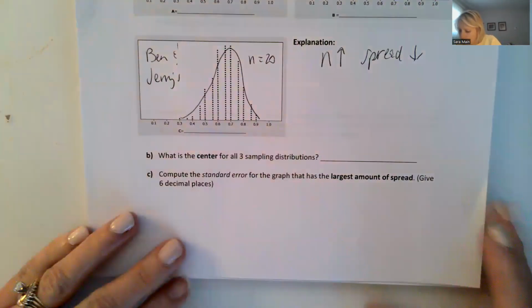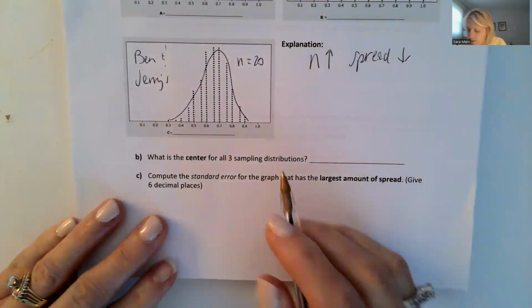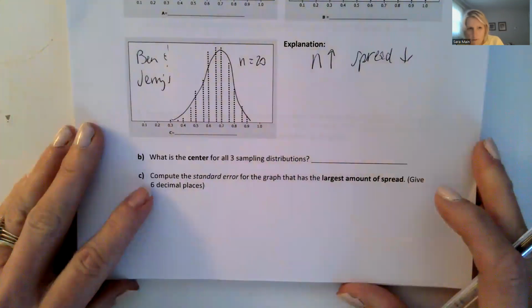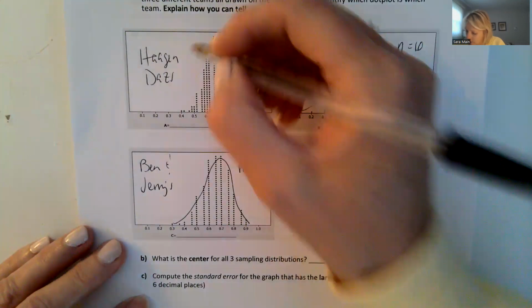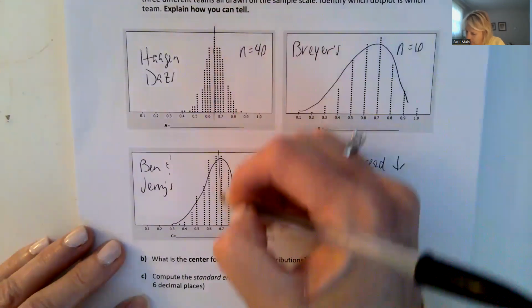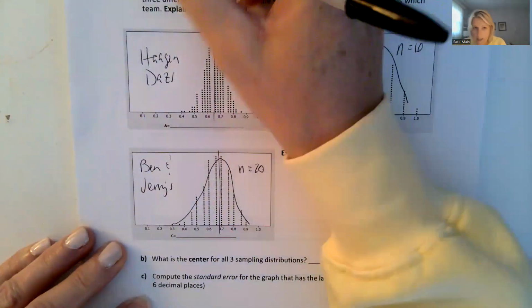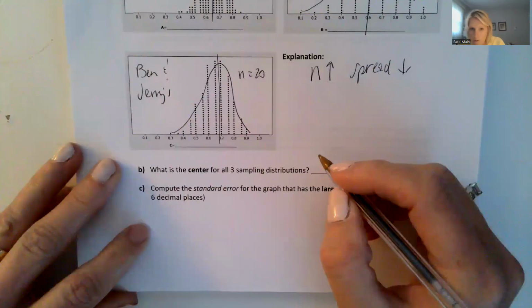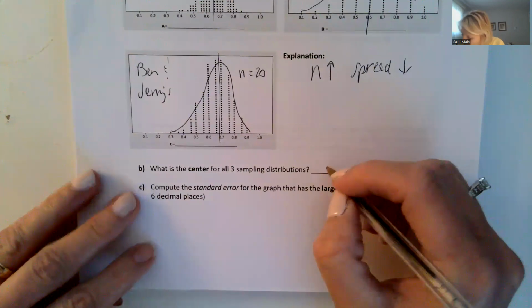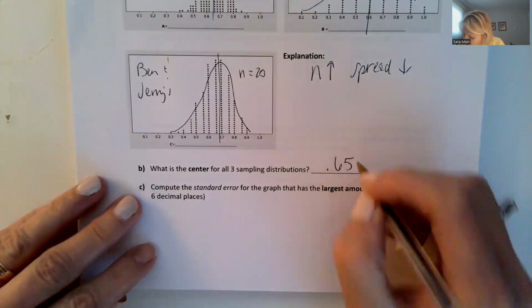It asks, what is the center for all three sampling distributions? Even if they have different sample sizes, their center should all still be at about the same spot, which should be at the 65% that they told us. That's still going to hold true with the central limit theorem, so 0.65.